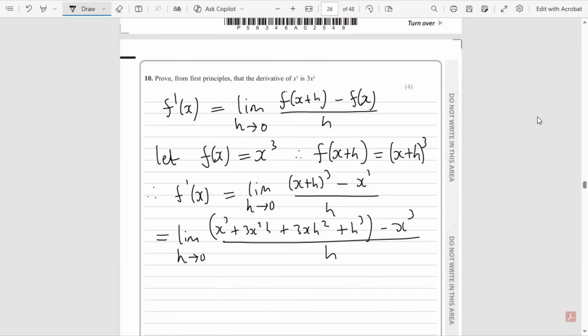Now, if you're wondering how I was quickly able to just expand the brackets there, I used binomial expansion. If you're not comfortable with binomial expansion, then obviously, get some more practice with that and revise that topic. But if you're comfortable with binomial expansion, expanding x plus h cubed should not be too difficult for you.